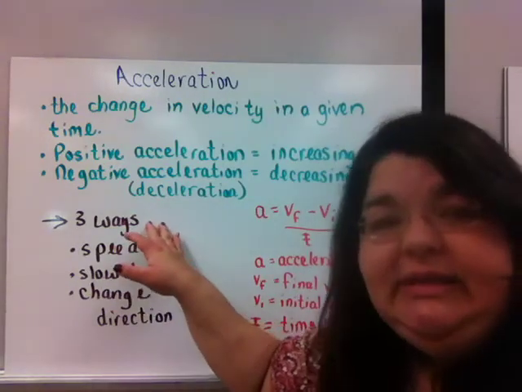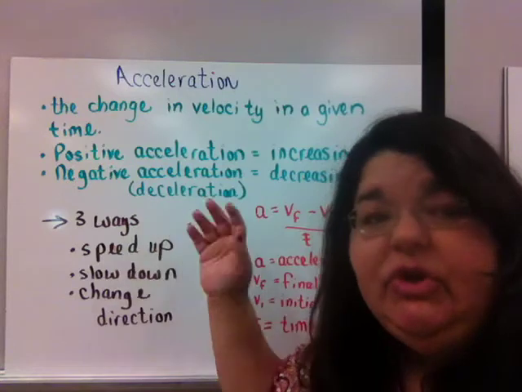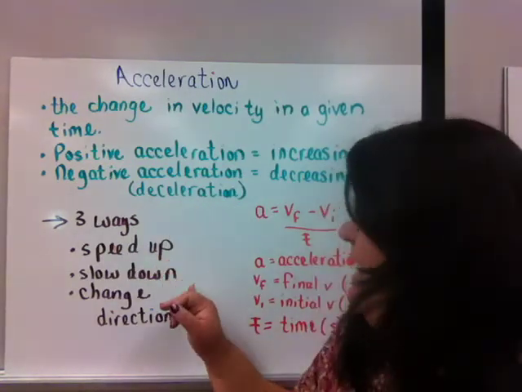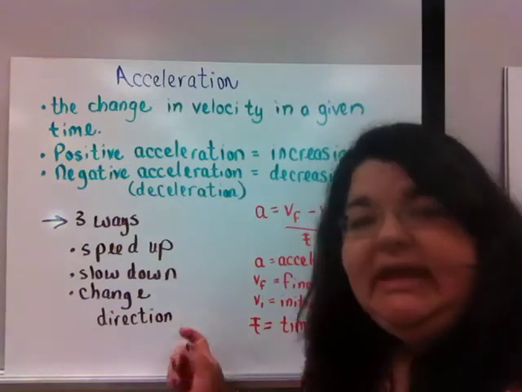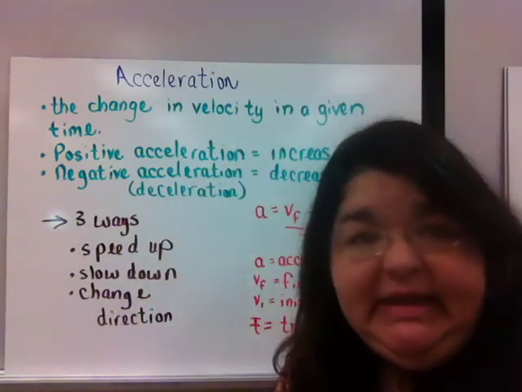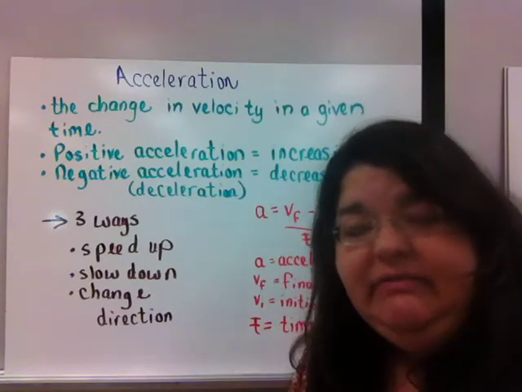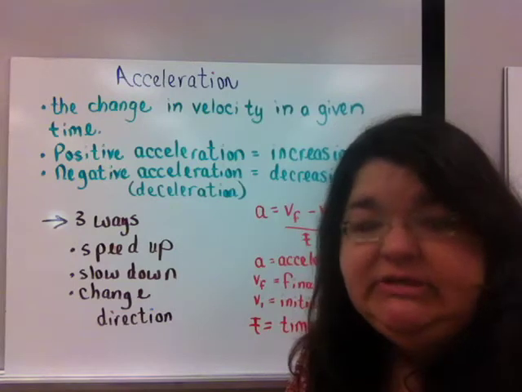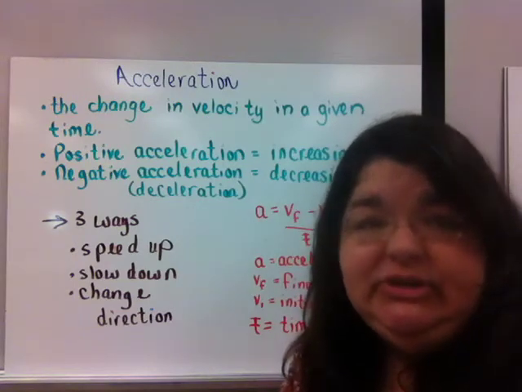So that means then that there are three ways to change or to create acceleration. I can speed up, of course. I can slow down. But notice I can also change direction. Remember, this word velocity was speed plus direction. So even if my speed stays the same, if I change the direction of the object, there's going to be an acceleration on that object.